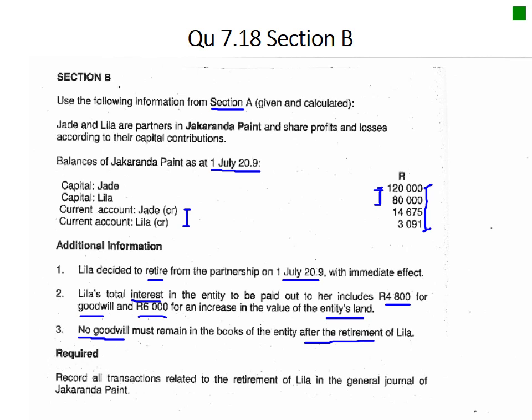Goodwill is something that you're not really allowed to show in the books of any kind of entity unless it's something you've particularly purchased. If you've paid an amount for goodwill, then you can show it in your books. But otherwise, like you learnt in intangible assets, in partnerships most of the time we will tell you the goodwill has to be reversed. So we can record the transactions relating to the retirement of Lila not in the general journal. We're going to put them in the capital account.